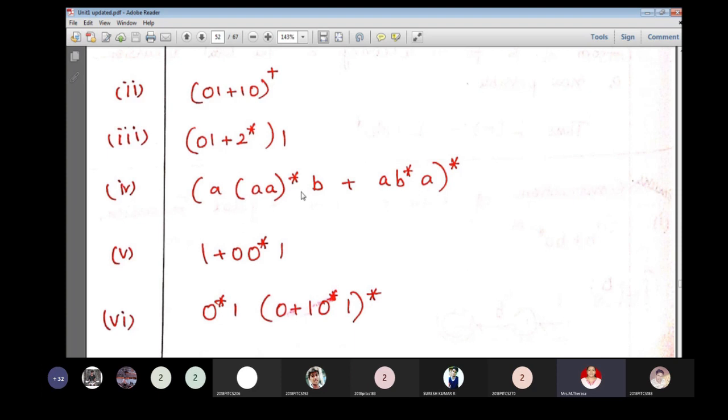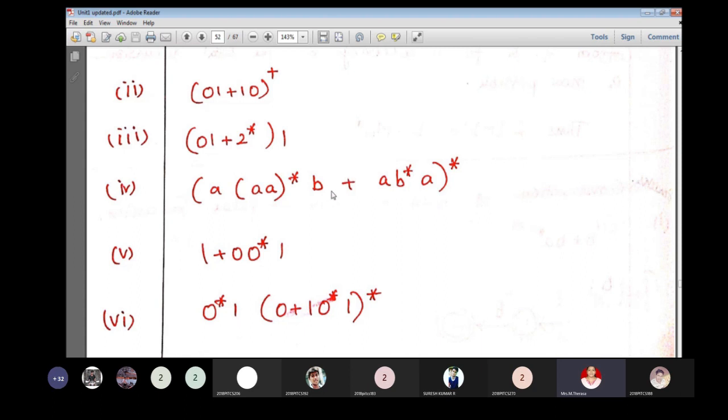0 1 plus 1 0 the whole plus 0 1 plus 2 star into 1. So here there are three inputs 0, 1, 2. And then a into a plus b the whole star b plus a b star a the whole star. How can you draw this? First you have to draw a the whole star, connect them with a and b, so append a in the beginning and append b at the end. And also another machine a b star b.